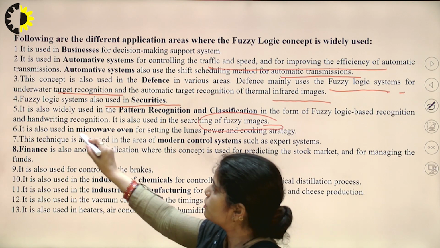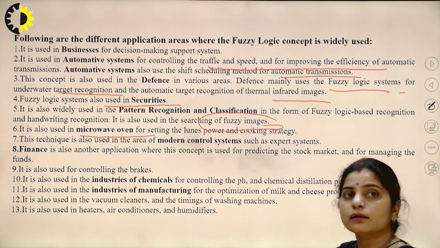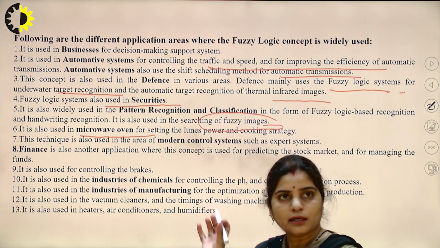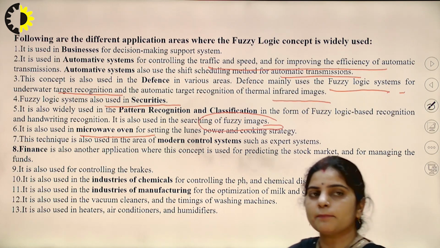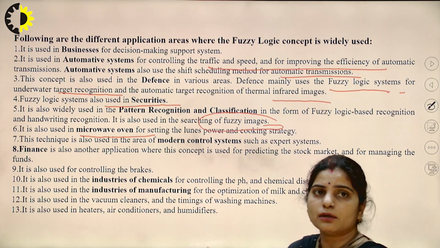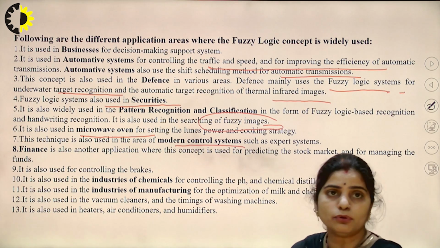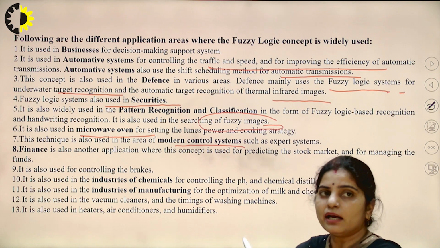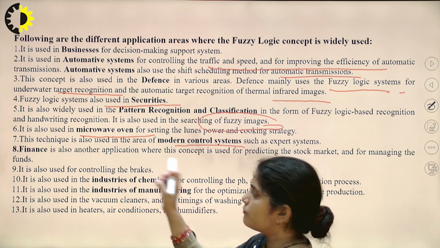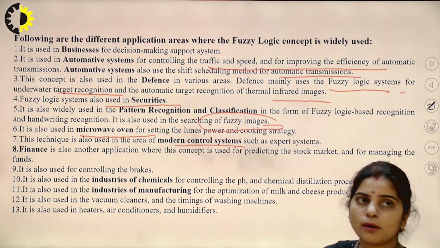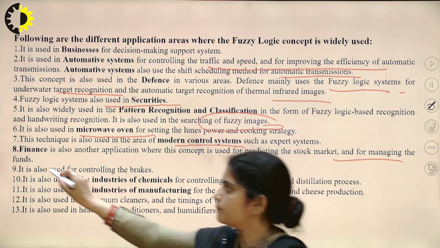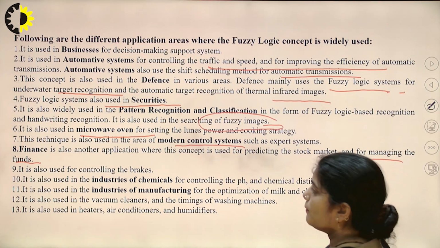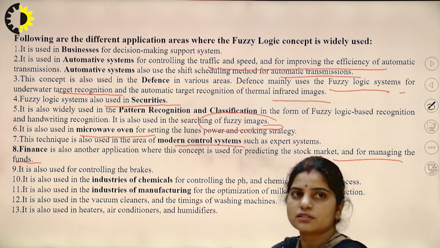Next one is the microwave. It is also used in microwave ovens for setting the tunes, power and cooking strategies. So fuzzy logic systems are also used in our daily life, real world examples, just like the microwave oven. This technique is also used in the area of modern control systems, where we have to control systems in various forms, just like in expert systems. Finance is also another application area where this concept is used for predicting the stock market and for managing funds. On the basis of that prediction, we can manage the funds. That's why fuzzy logic systems are also used in finance.